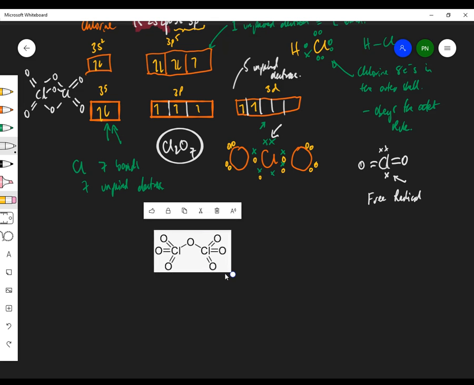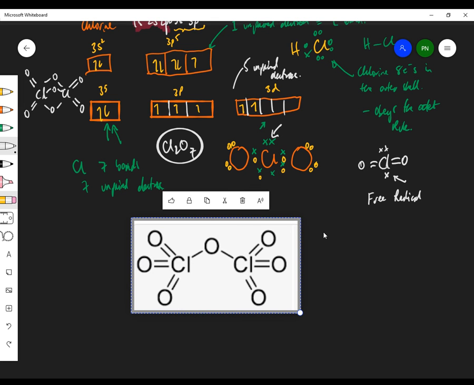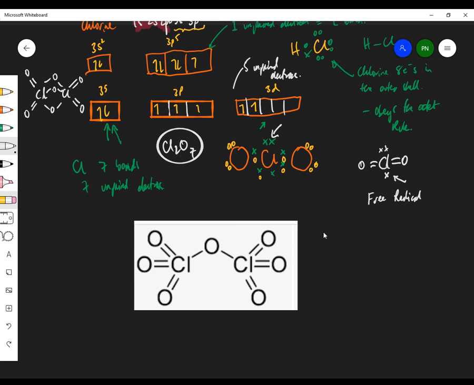And there you go. That's the right answer, isn't it? That's Cl2O7. I was nearly close. And that shows chlorine with an oxidation state of plus 7. Why is this allowed? Well, because of this idea of the expansion of the octet.